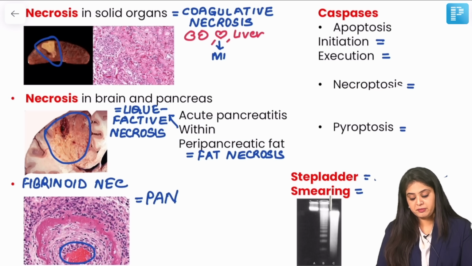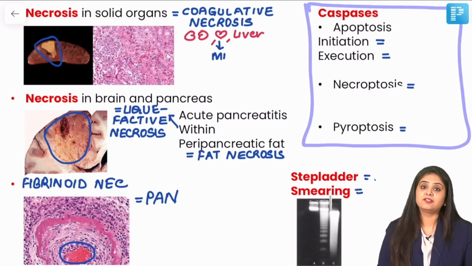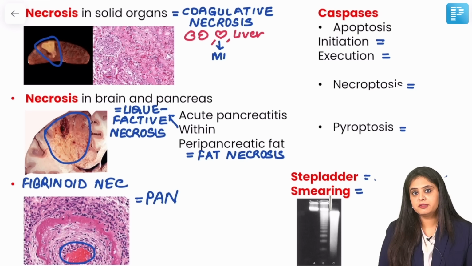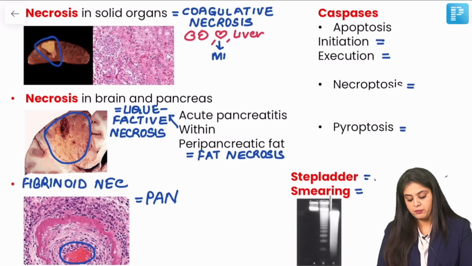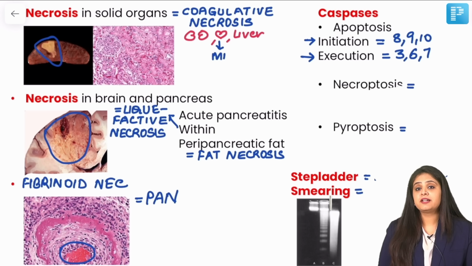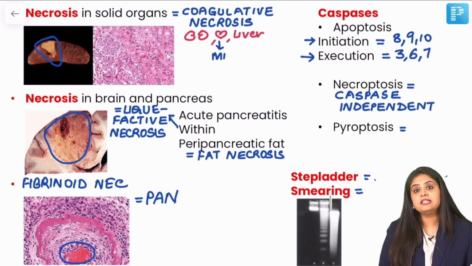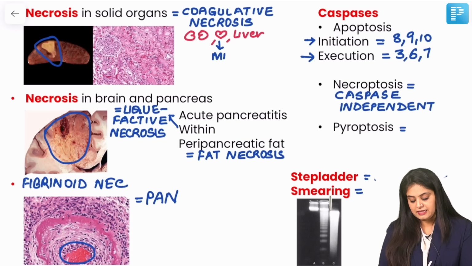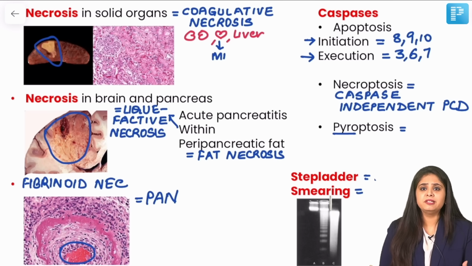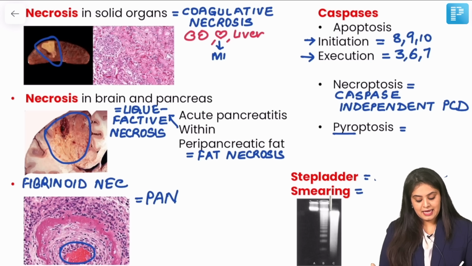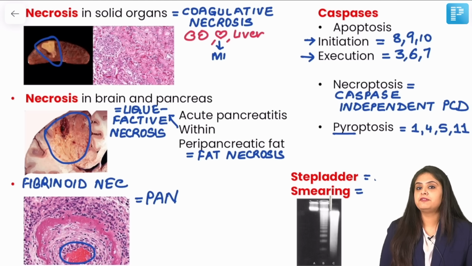Moving on to the caspases, a match the following kind of question has come in the previous year papers. If I ask you the caspase for apoptosis, it starts with caspase 8, 9 and 10, and apoptosis is executed with caspase 3, 6 and 7. Next, if I ask you for necroptosis, there is no caspase involved at all because it is caspase independent programmed cell death. Next, if I ask you for pyroptosis, the word tells you it's a cell death, but pyro means there's going to be fever in the cell death, and then the caspases are 1, 4, 5 and 11.